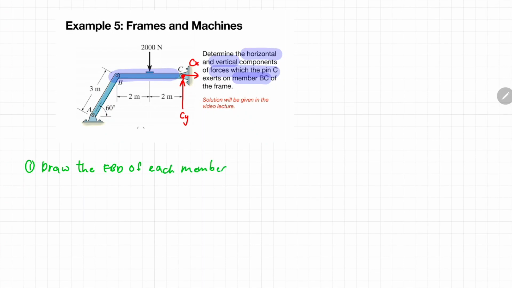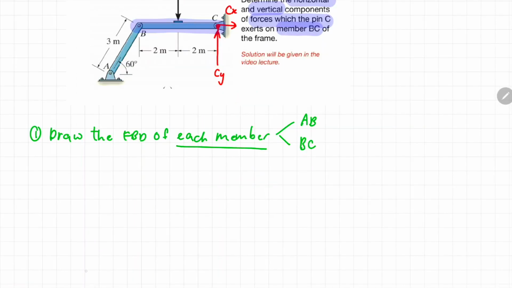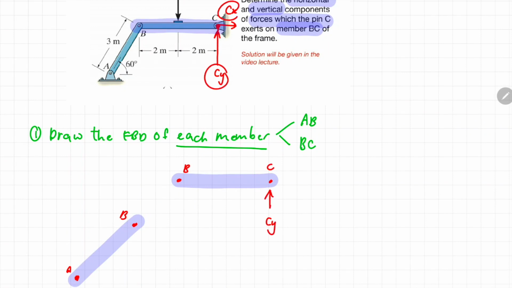Okay, so you know there are two members of this particular frame, which is member AB and member BC. So this would be the AB member and this would be the BC member. Let's just label the joints accordingly so that we don't get confused. Okay, so we know at joint C there's a vertical force called Cy and there's a horizontal force called Cx.